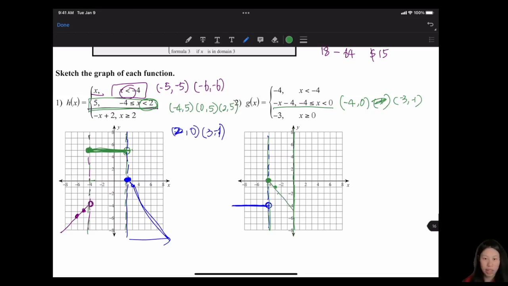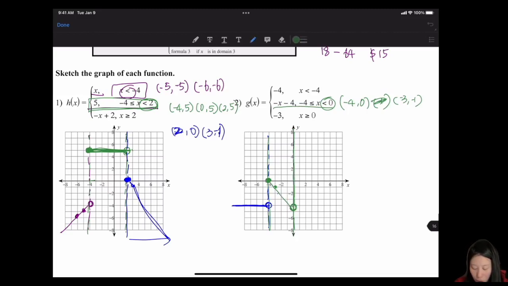So it's going to be like that. But when it touches the borderline, which is x equals 0, it's not equal, right? So that means we need to have an empty circle here. Solid dot on the left, and then empty circle on the right.